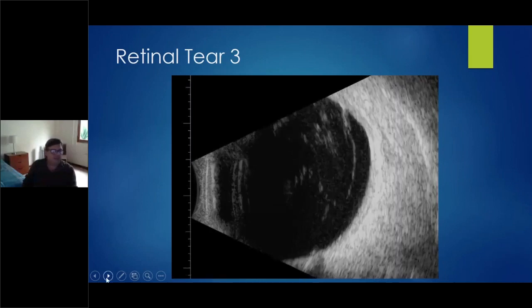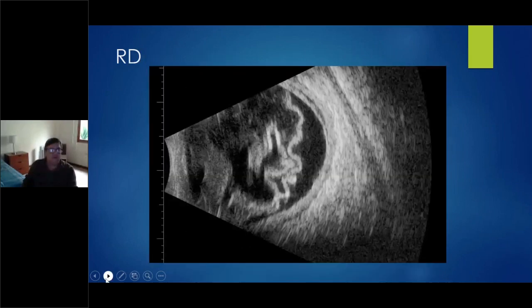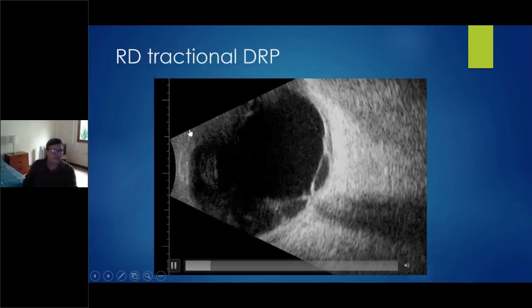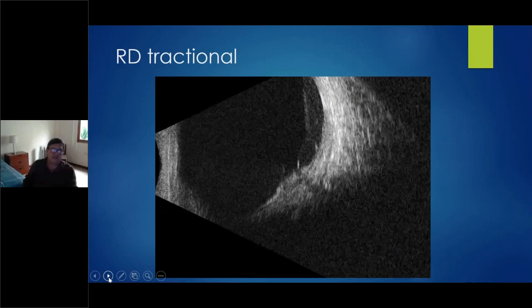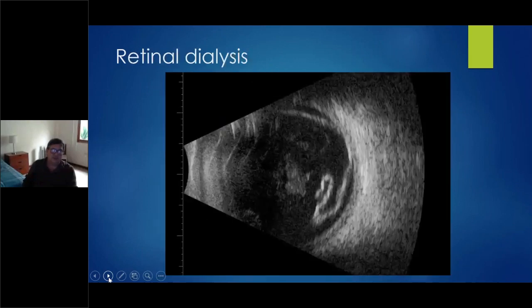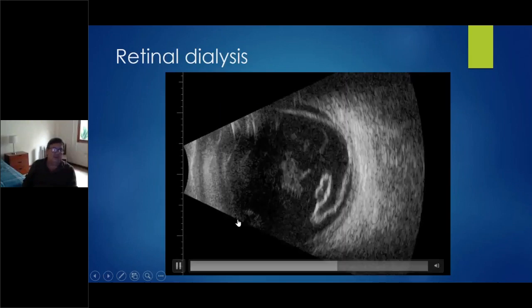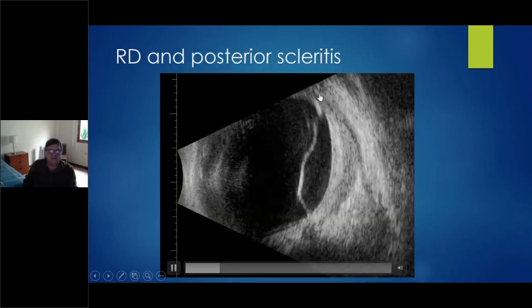Retinal detachment total, another with cysts inside, another retinal detachment tractional due to diabetic retinopathy, and tractional is also very common with diabetic patients. Again, this is retinal dialysis, because it broke in the very peripheral area. And retinal detachment plus scleritis and tendonitis with myositis is very easy to see.